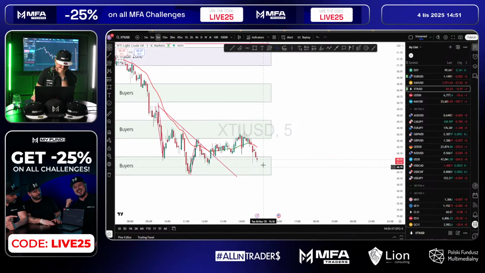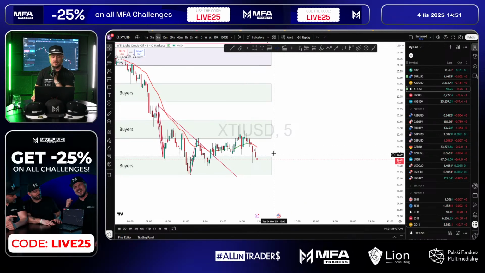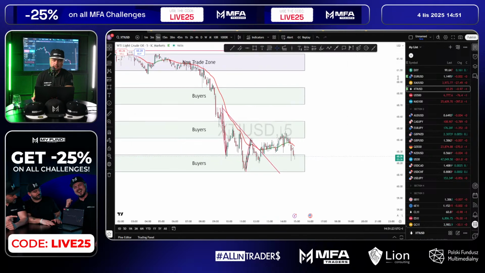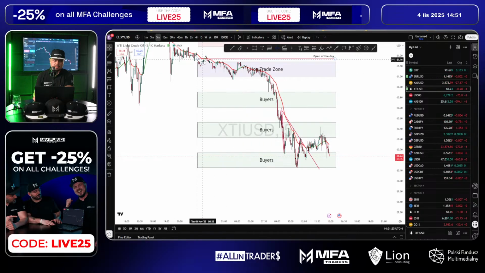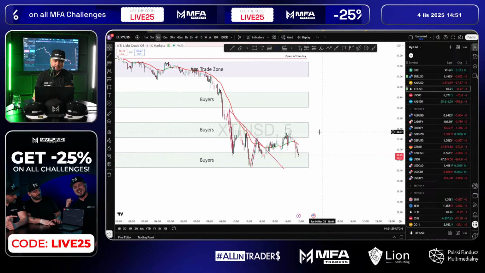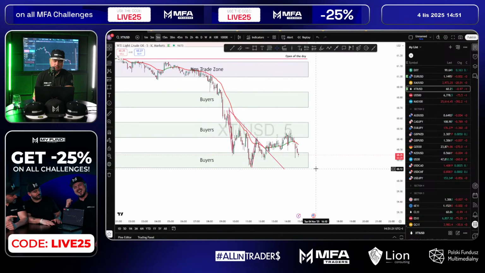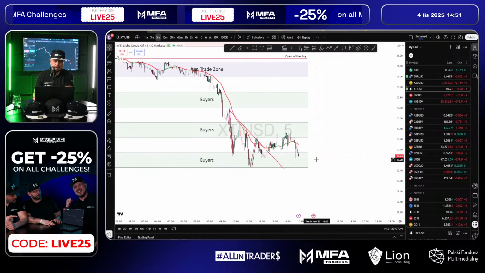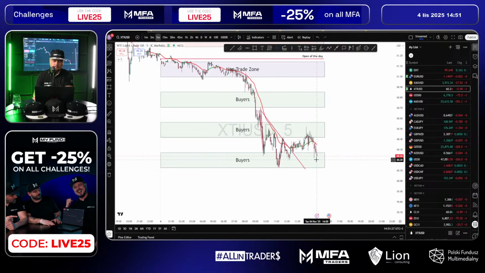Still waiting for bearish rotation and then I'm gonna try to go up into the non-trade zone and go back into open of the day. But the price needs to go a little bit lower, okay? We want to buy low.